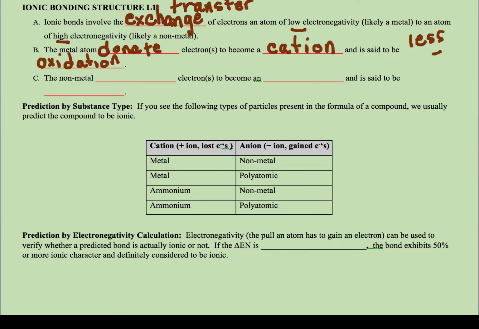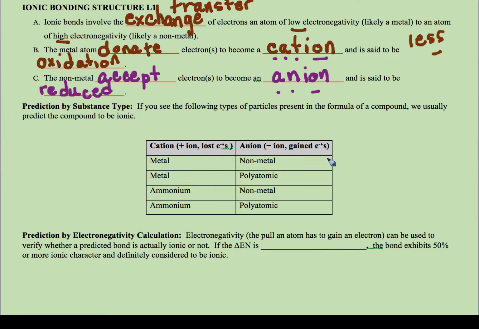The nonmetal, conversely, tends to accept electrons to become an anion, a negative ion. Do you see how the words kind of imply? See, a positive, that T looks like a positive sign, ion. A negative ion, and we say that it is reduced.